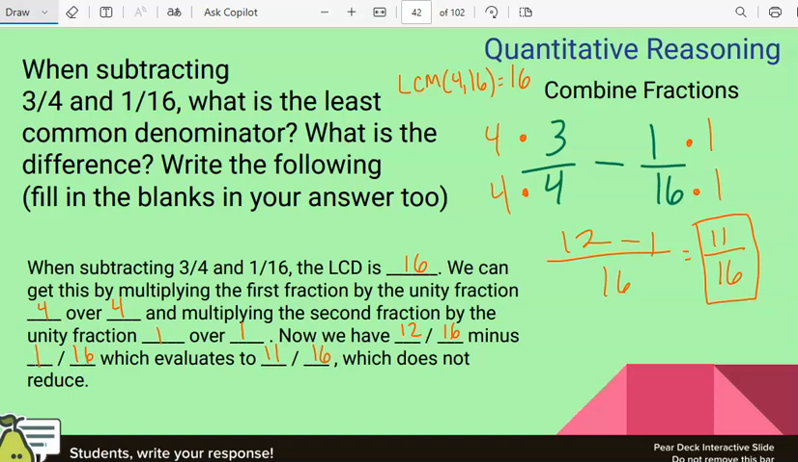The answer is 11/16. When subtracting 3/4 and 1/16, the least common denominator, also known as the least common multiple, is 16. We could get this by multiplying the first fraction by the unity fraction 4 over 4, and multiplying the second fraction by the unity fraction 1 over 1. Now we have 12 over 16 minus 1 over 16, which evaluates to 11 over 16, which does not reduce any further.